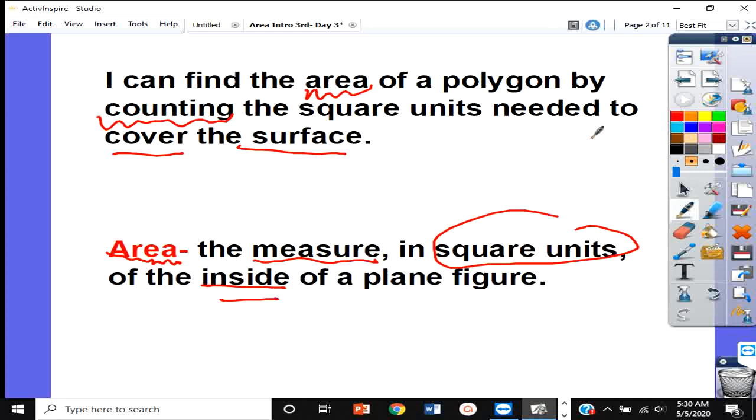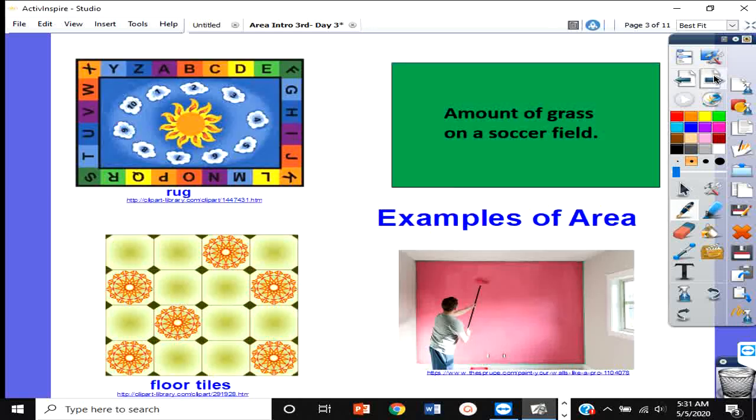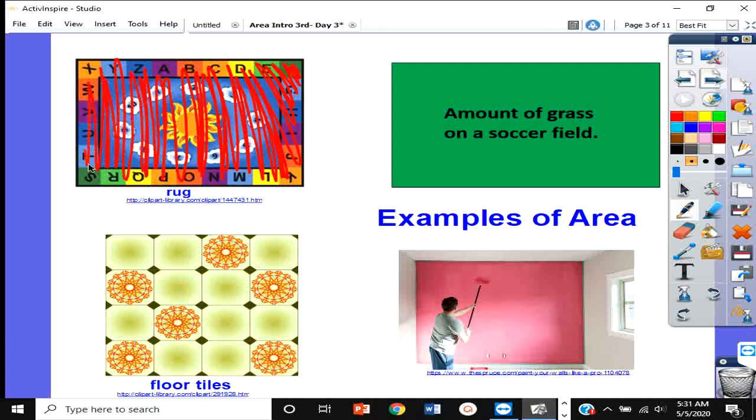So before we begin, let's take a look at a few examples of why we need to find area, or why we would need to know about area. Well, if you look at the upper left-hand corner, you'll see a rug. You may have seen a rug like that in teacher classrooms. Well, the teacher would need to know how much space this rug covers so they know if they have enough space in their classroom to put it on their floor.